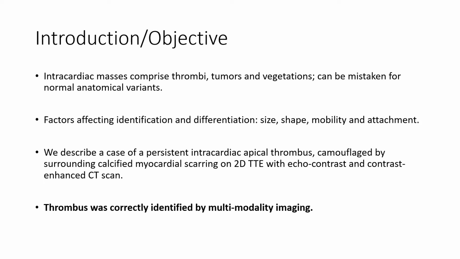We describe a case of a persistent intracardiac apical thrombus that was camouflaged by surrounding calcified myocardial scarring on 2D transthoracic echocardiogram with echo contrast and even contrast enhanced CT scan. Eventually, this thrombus was correctly identified by using multimodality imaging.